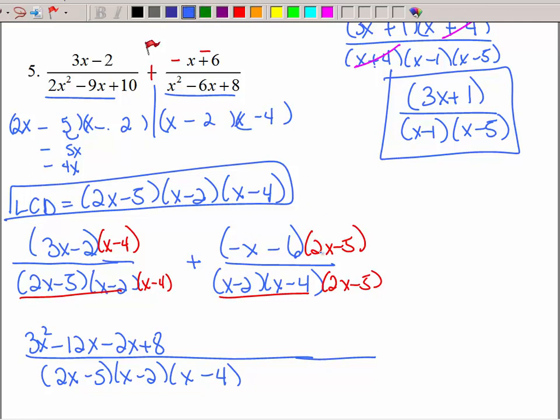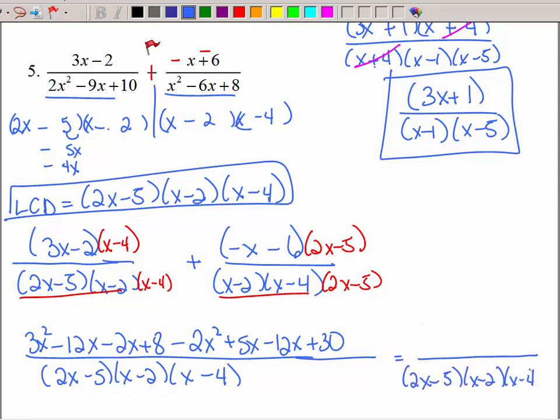So I have a negative x times a positive 2x, which is a negative 2x squared. Then a positive 5x, a negative 12x, and a positive 30. So instead of making two separate fractions, just one big long one. All right, so now I can collect like terms. Again, writing that LCD. Okay, so 3x squared minus 2x squared is 1x squared. Then all of that is negative 14x. And all of that looks like negative 7x, which combines as negative 21x. Then 8 plus 30 is 38.